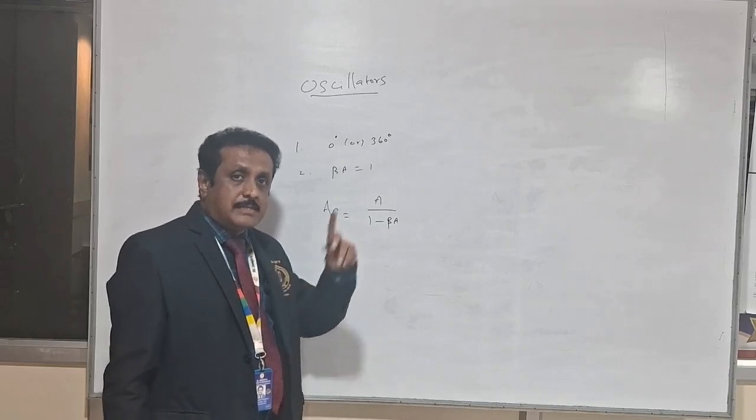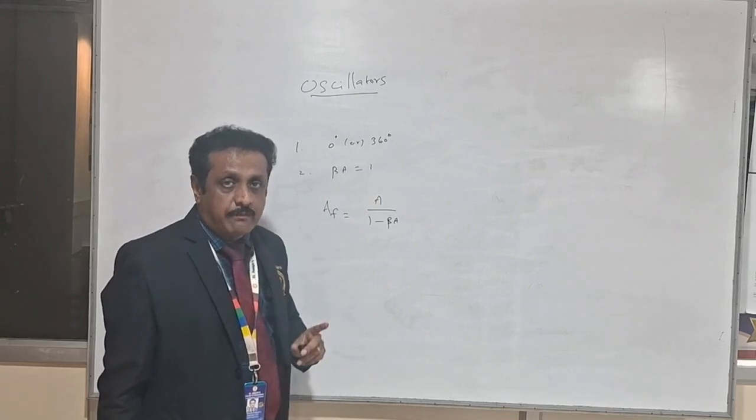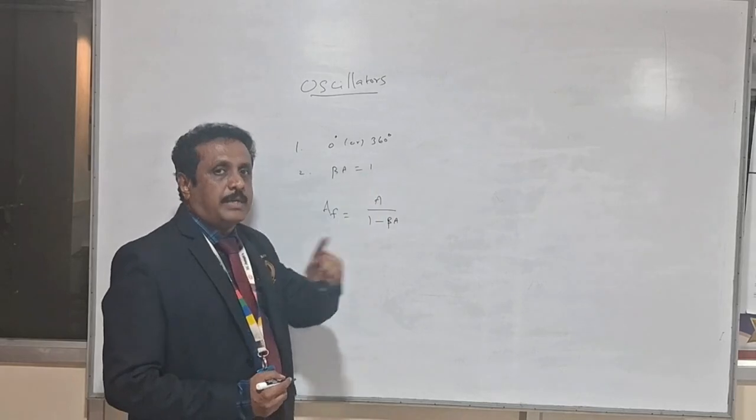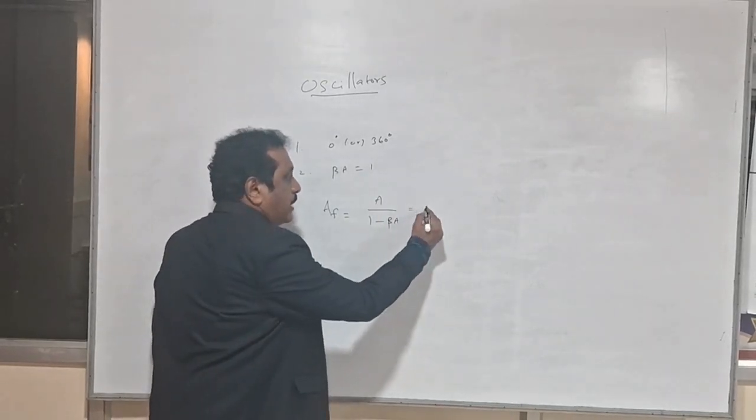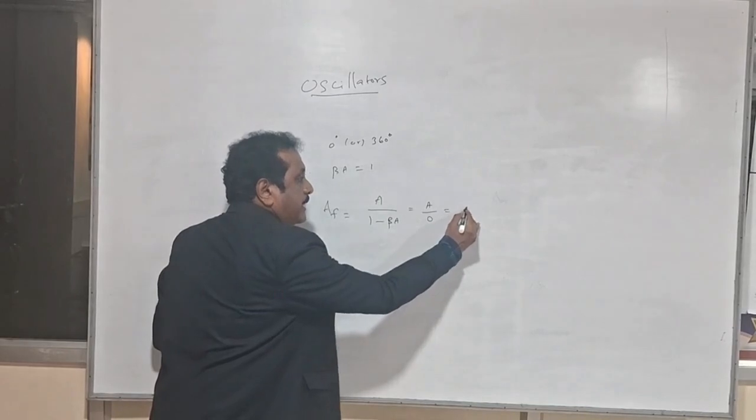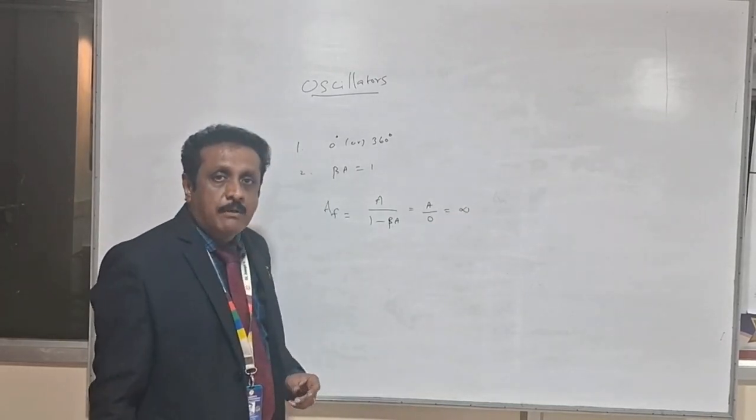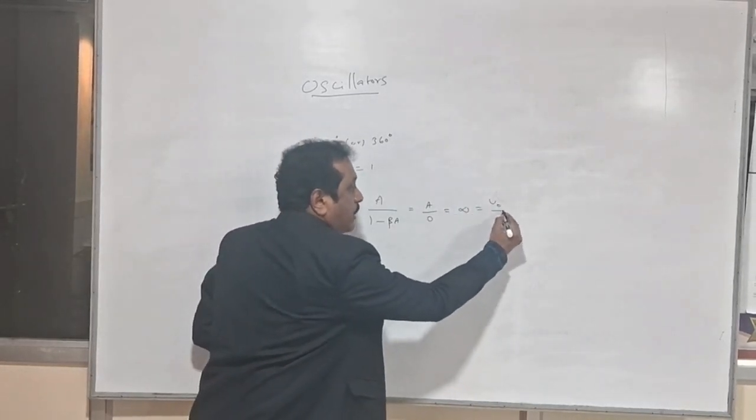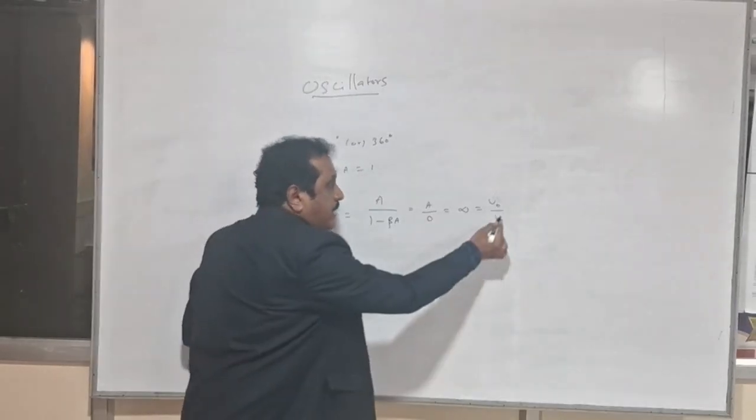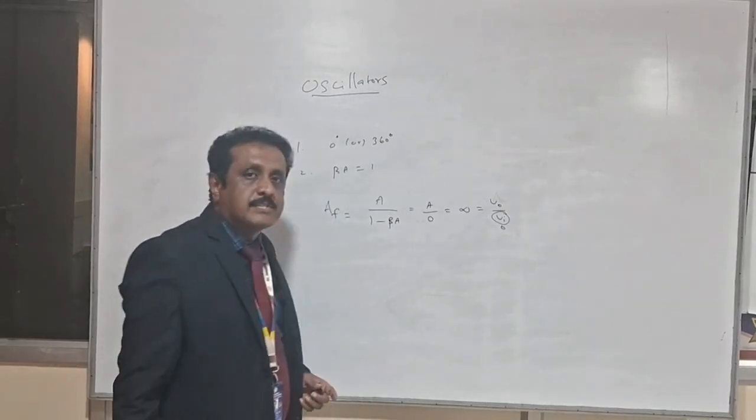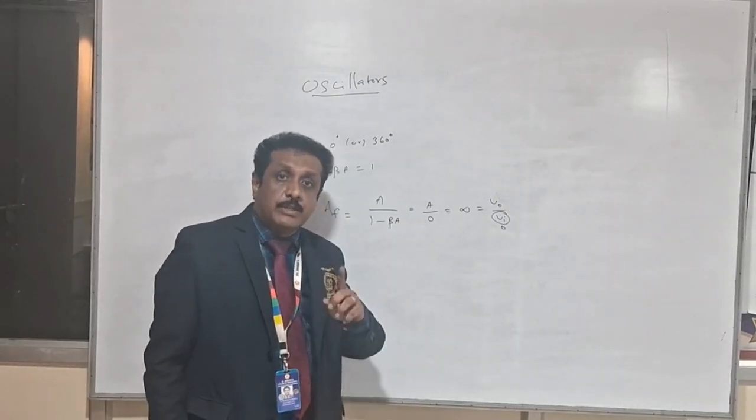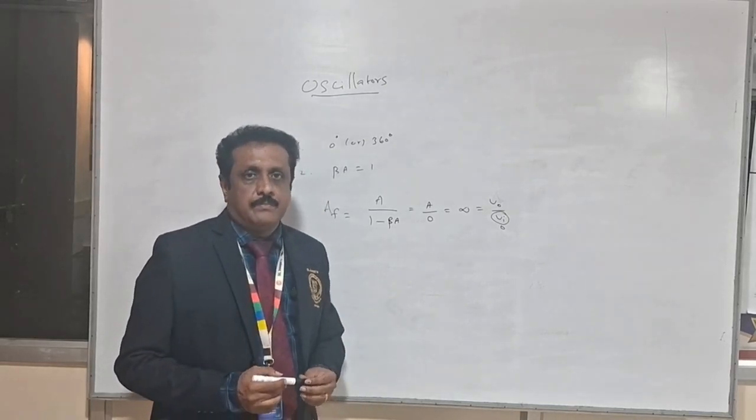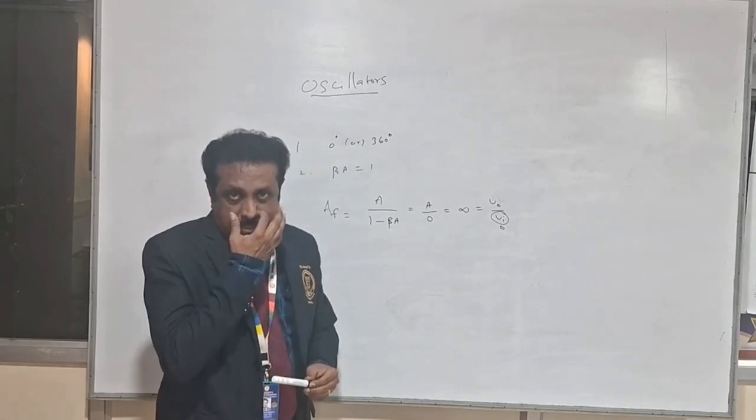As I said earlier, one of the conditions for oscillation, that is Barkhausen's criterion, is that beta A should be 1. So when you put 1 here, your oscillator closed loop gain becomes infinity. That means without any input signal, because the gain is output by input, V0 by Vi. When Vi is 0, the gain becomes infinity. So without giving any input, the circuit itself generates output. That is the concept of an oscillator.